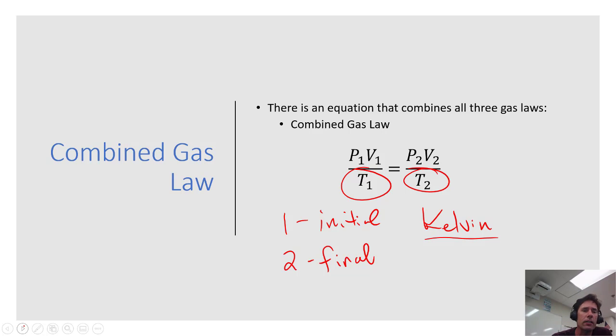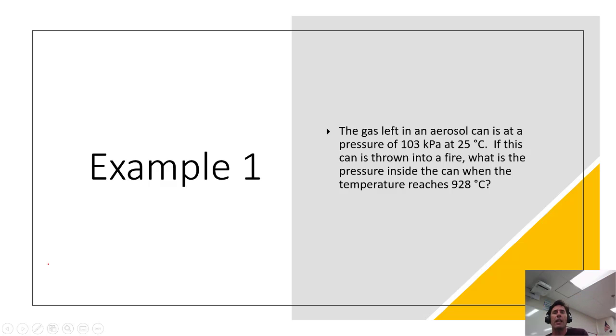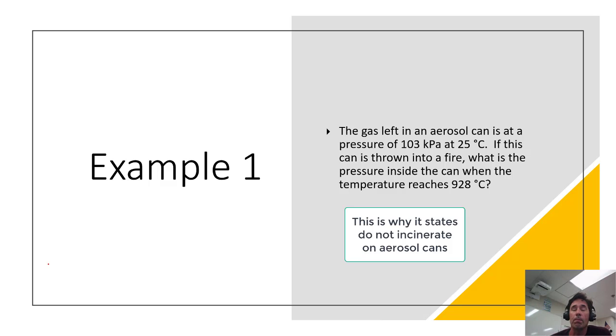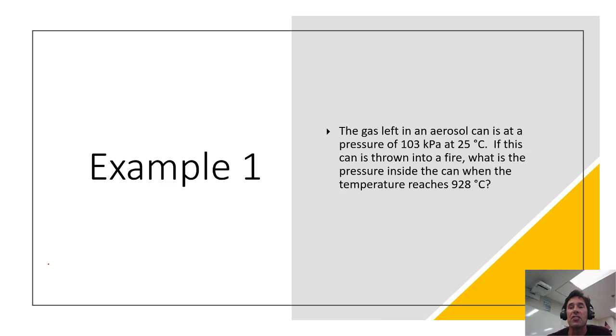So let's try a little example here. Let's say we have a gas left in an aerosol can, and it's at a pressure of 103 kilopascals at 25 degrees Celsius. So literally it's at roughly 1 atmosphere of pressure. If this can is thrown into a fire, bad idea, what is the pressure inside the can when the temperature reaches 928 degrees Celsius? From our discussion here, we should be able to get an idea about what it should be.